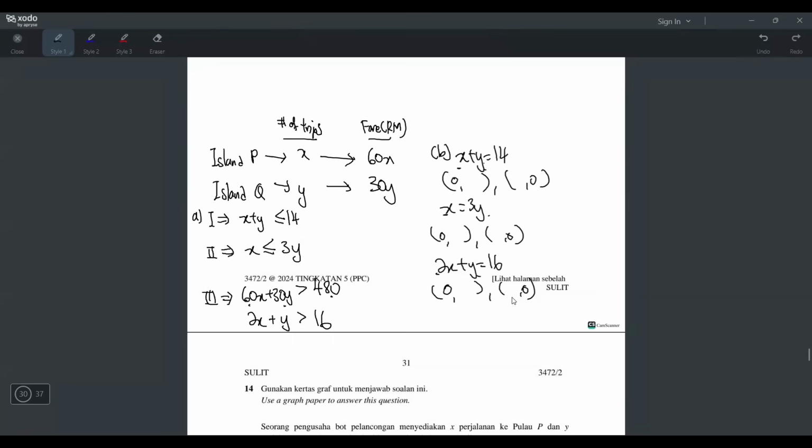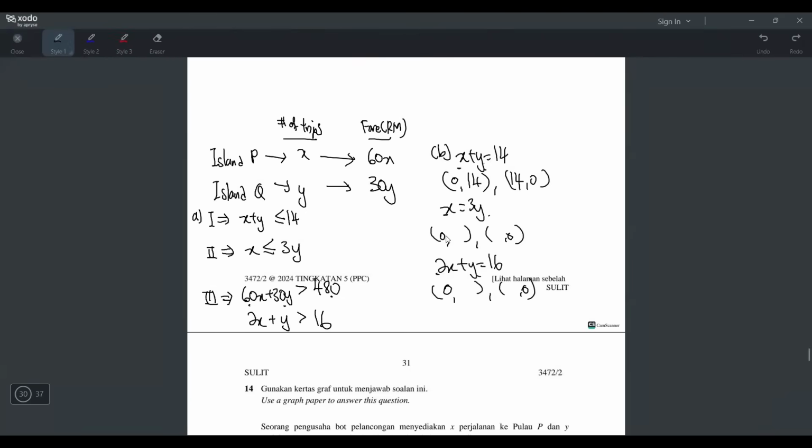Sebenarnya tak semestinya guna x0, y0. You can use any point you want, right? But we always use this because these points is very easy to plot. Because when you sub x0, y0, you are finding the x-intercept, y-intercept. So it's very easy to plot when it's on the y-axis and the x-axis. Okay, when x0, y is 14, when y0, x is 14, right? So I think I can plot this later, right?